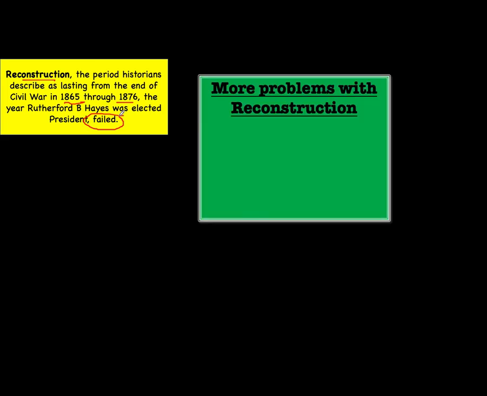Reconstruction. The period historians describe as lasting from the end of the Civil War in 1865 through 1876, the year Hayes is elected president, failed. Our book says that, our college book says that, books say that, and it's true, it failed. Why? What were the problems with Reconstruction?